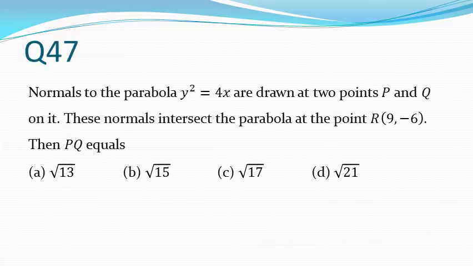Take a moment to read the question. Normals to the parabola y squared equals 4x are drawn at two points P and Q on it, and these normals intersect the parabola at the point (9, -6). We have to find the length PQ. How do we do this question?